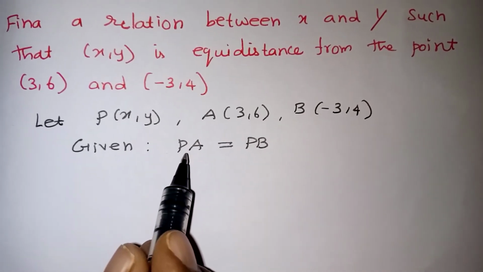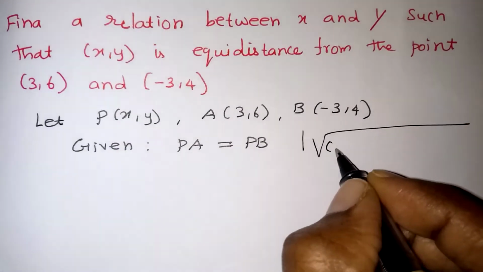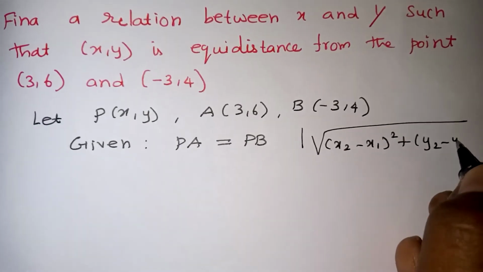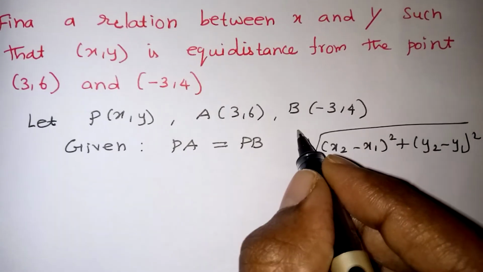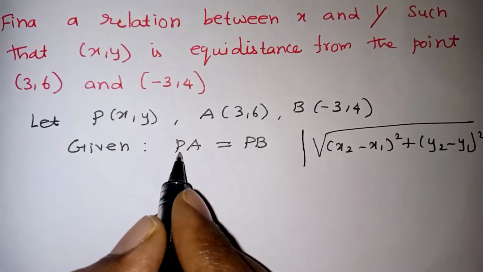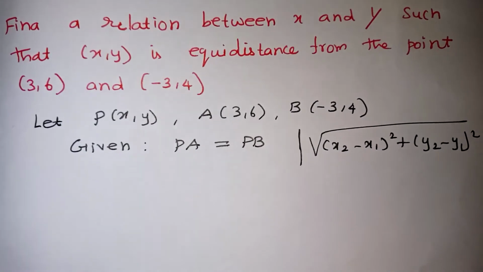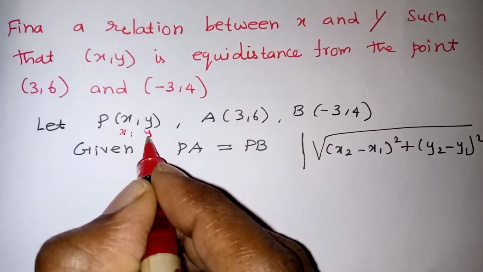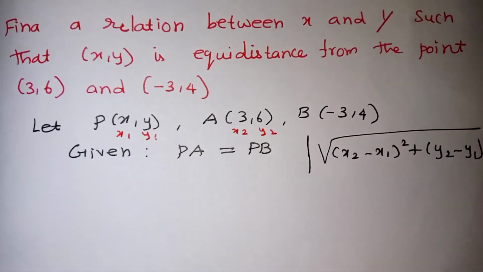So distance formula for PA, distance formula we all know, that is root of x2 minus x1 the whole square plus y2 minus y1 the whole square. This is the formula for the distance. Now let us apply for P and A. This is P, this is A. P value we are going to consider as x1, y1. This is going to be x2, y2. Let's apply now the distance formula.